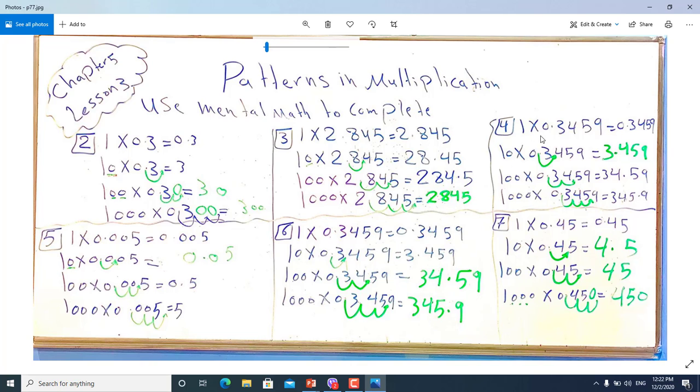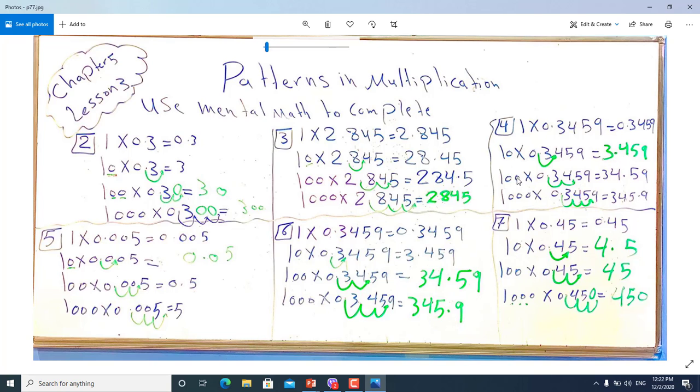Number 4 we have 1 times 0.3459. It's the same number because it's the one property. And if you multiply with 10, 0.3459, we move this decimal point one place. We take it between 3 and 4, so we get 3.459.